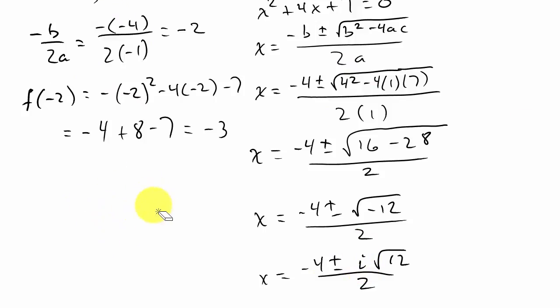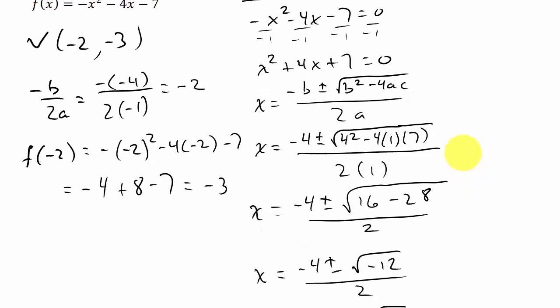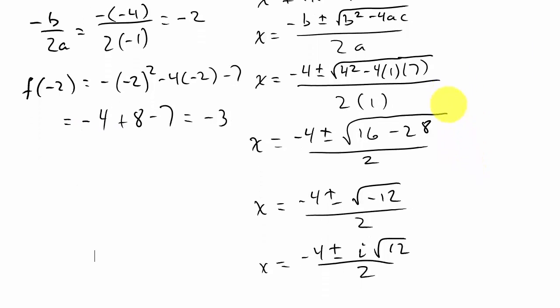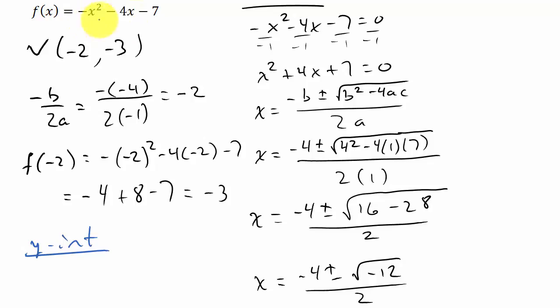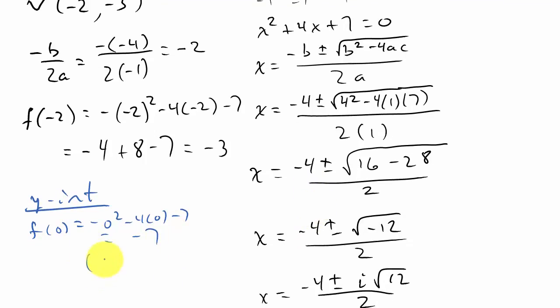All right. Now, so there's no x-intercepts. So let's go ahead and find our y-intercept. So how do we find the y-intercept? Well, we just evaluate the function at 0. So f of 0 is -0 squared minus 4 times 0 minus 7, which is -7. So my y-intercept is 0, -7.